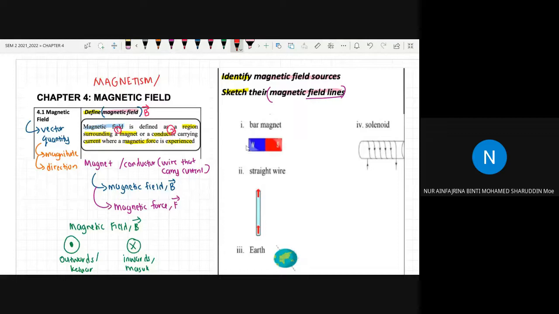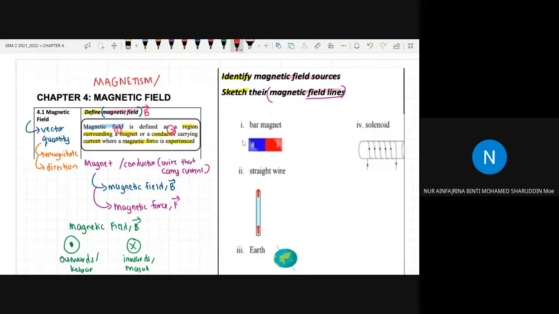North ke south ke north? Salah tak apa. Normal dengan Miss ke tak?